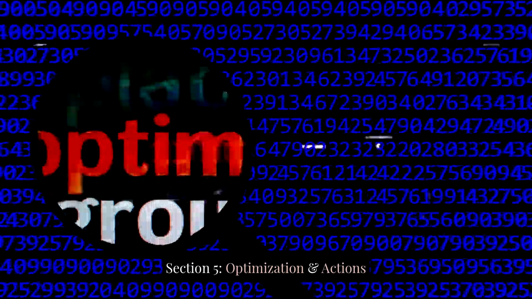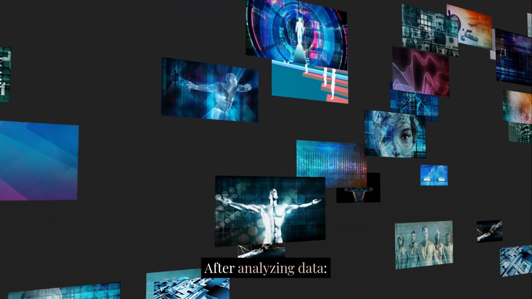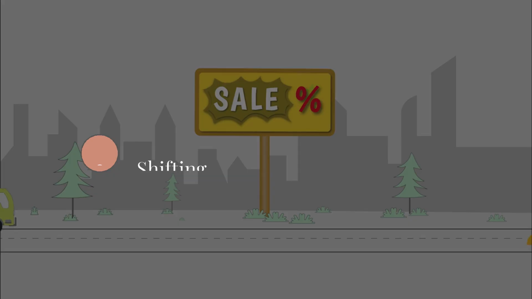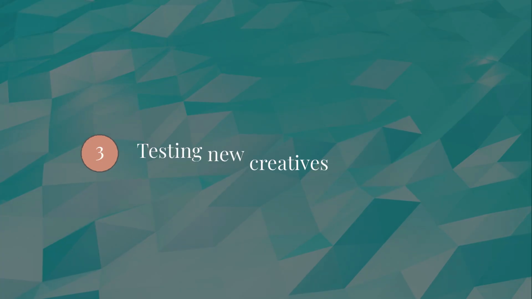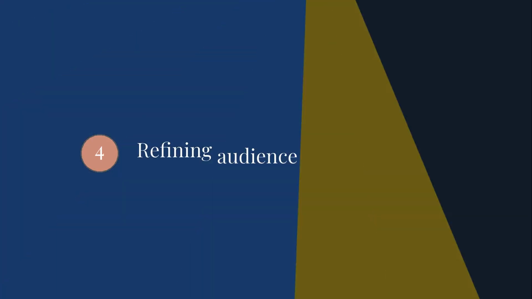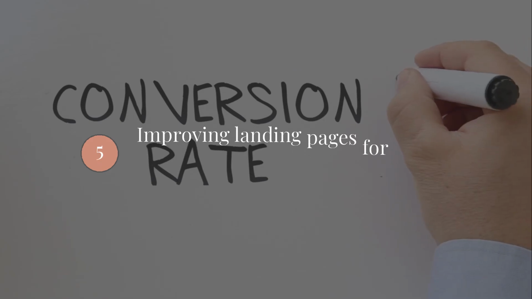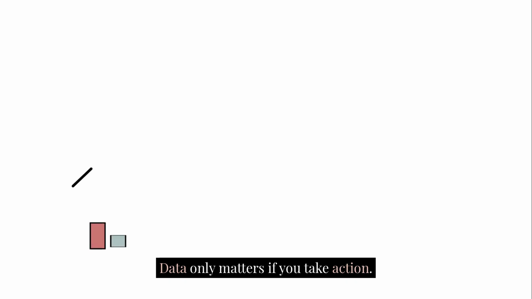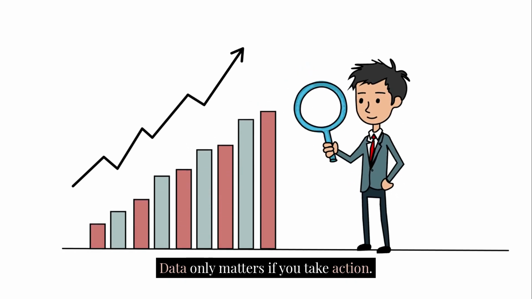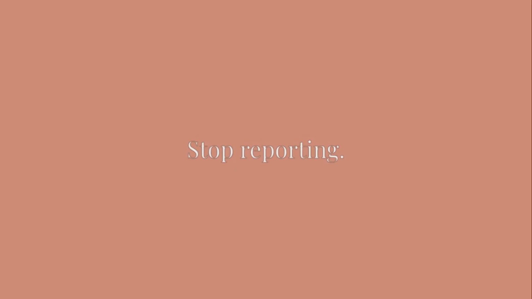Section 5. Optimization and actions. After analyzing data, pause underperforming ads, shift budget to top performers, test new creatives and angles, refine audience targeting, improve landing pages for conversions. Data only matters if you take action. Stop guessing. Stop reporting.